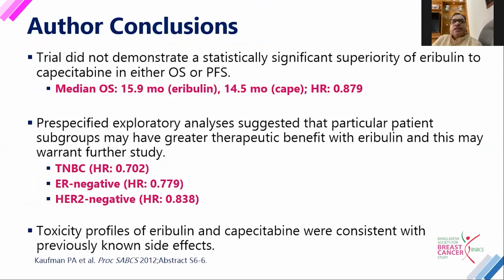So in this study, the authors conclude that the trial did not demonstrate a statistically significant superior result over capecitabine in either overall survival or progression-free survival, as the median overall survival was 50.9 months in the eribulin group versus 14.5 months in the capecitabine arm. But if we analyze the group of triple-negative breast cancers, that is ER-negative, HER2-negative breast cancers, it is better than the capecitabine group. Toxicity profiles of eribulin and capecitabine were consistent with the previously known side effects and easily manageable.